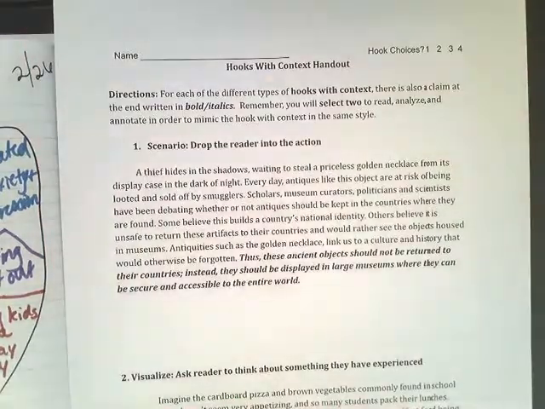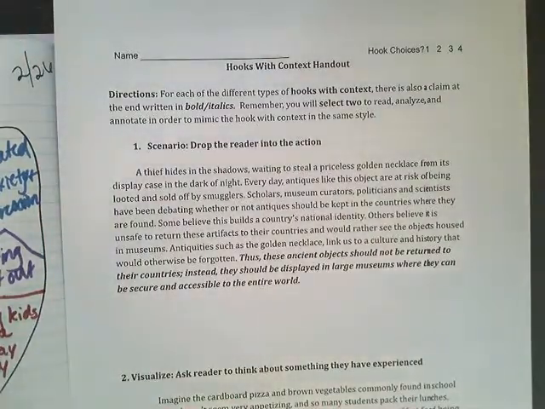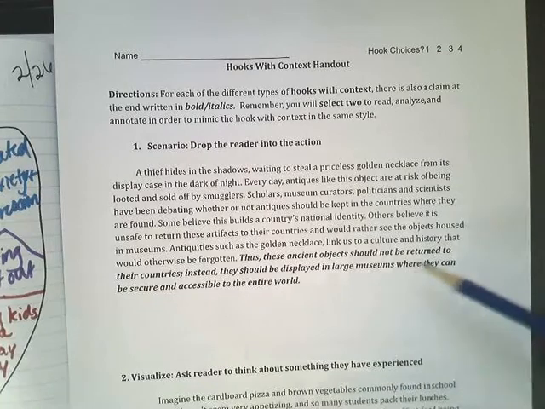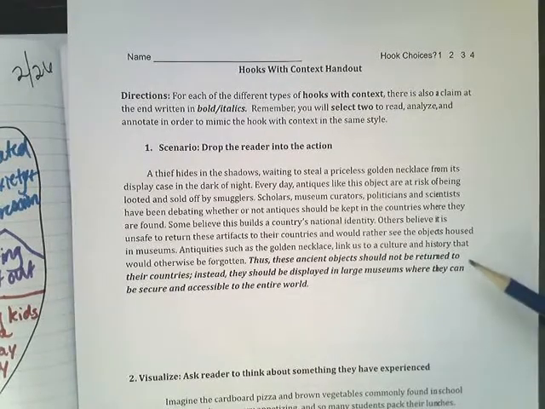So you should hopefully have this handout. If you don't have it, go back and get it. Pause the video and then that way we can get started. So this says for each of the different types of hooks with context, there's also a claim at the end written in bold or italics. So your claim may have been fine, but there's a claim here anyway, just so you know.